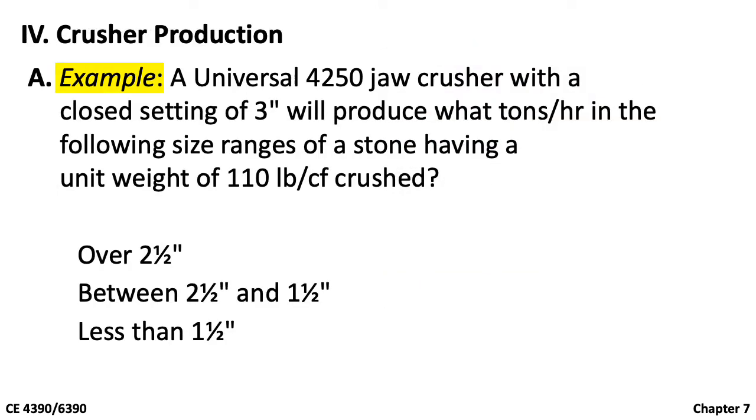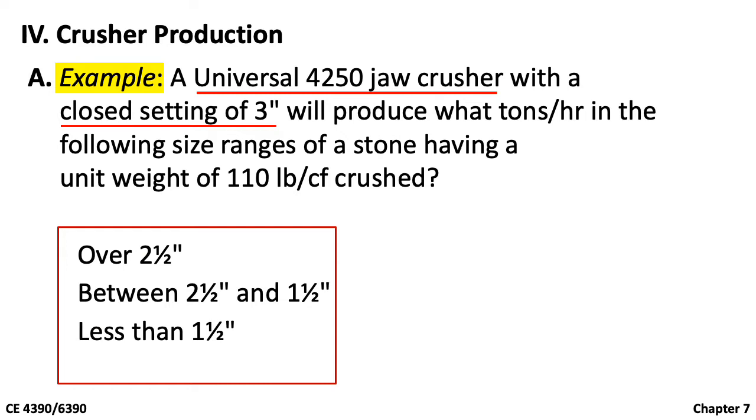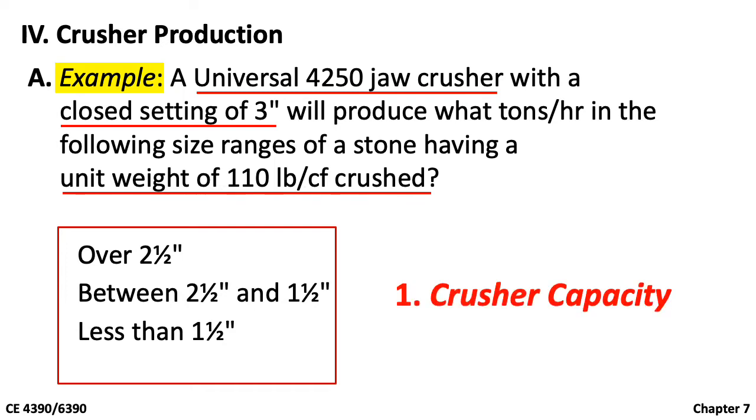Section 4. Crusher production. Let's do an example here. A Universal 4250 jaw crusher with a closed setting of 3 inches will produce how many tons per hour in the following size ranges? Over 2.5 inches, between 2.5 inches and 1.5 inches, less than 1.5 inches. Given that the stone to be crushed has a unit weight of 110 pounds per cubic foot. To solve this problem, you need to determine the crusher capacity and the size gradation or distribution.